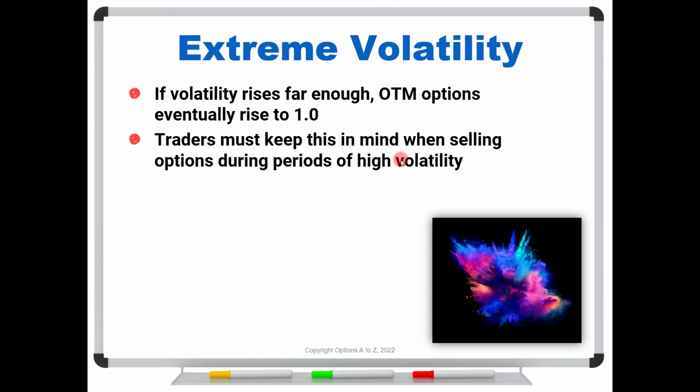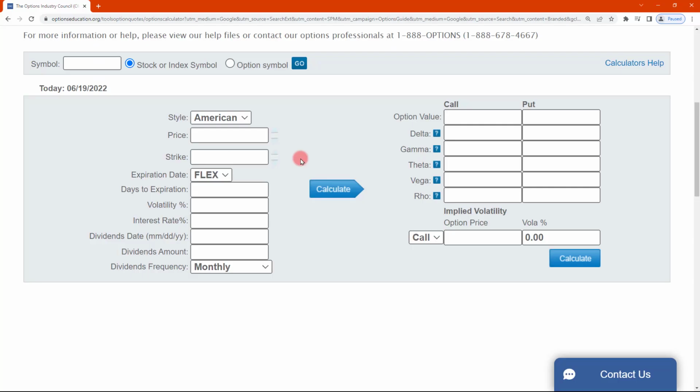So to see this in action, we're going to first go to the OIC's website and take a look at a pricing model, and then we'll come back and take a look at our 3D graph. So now we're into the OIC's website, that's the Options Industry Council, and let's just pick some stock and strike prices. Let's say the stock is at 100, and let's pick maybe the 110 strike.